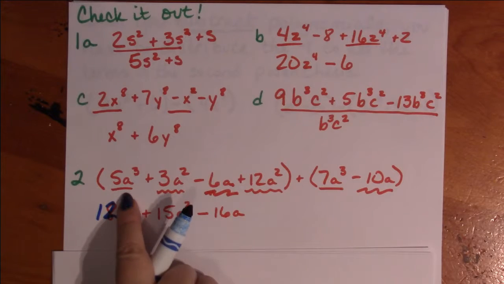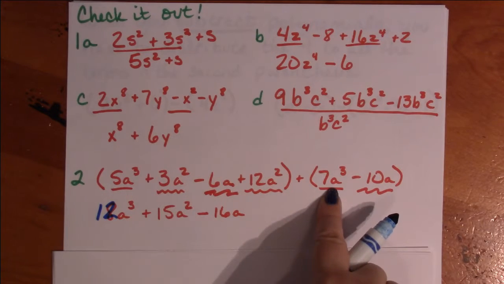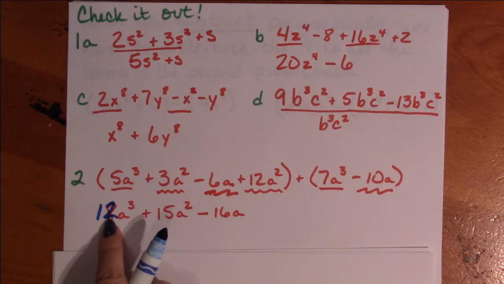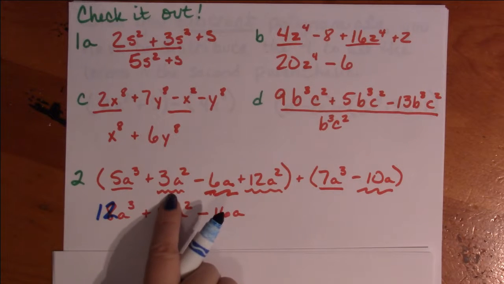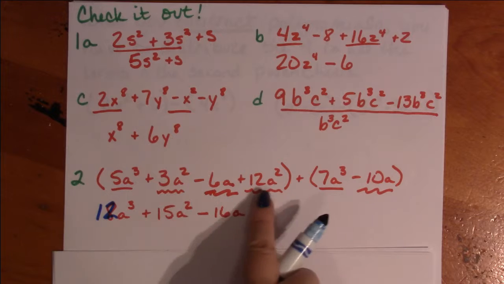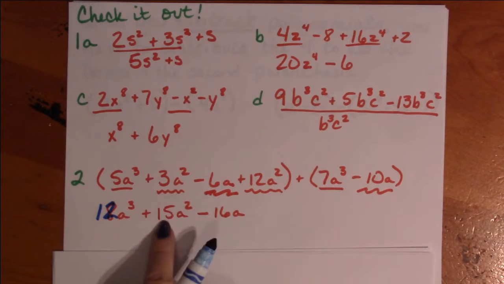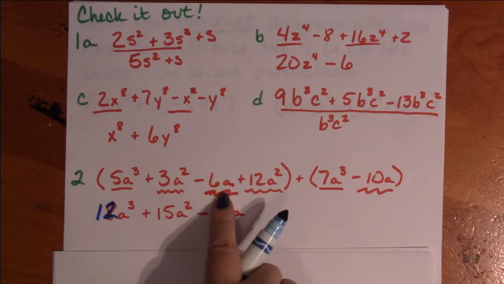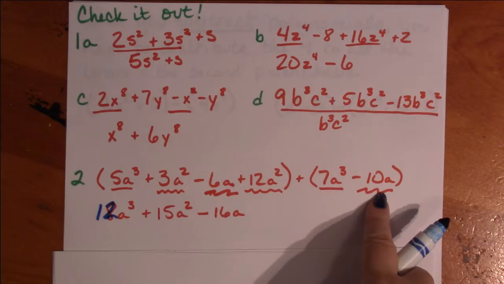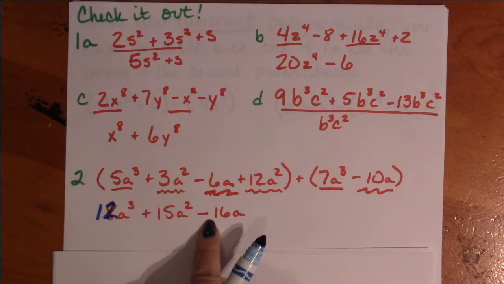Here we're going to combine 5a cubed plus 7a cubed to get 12a cubed. We're going to combine 3a squared and 12a squared to get 15a squared. And negative 6a minus 10a is negative 16a.